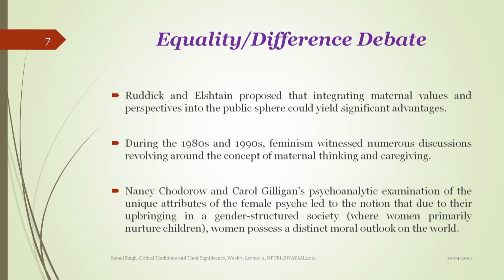Carol Gilligan and Nancy Chodorow's psychoanalytic examination of the unique attributes of the female psyche led to the notion that due to their upbringing in a gendered structured society where women primarily nurtured children, women possess a distinct moral outlook of that world. So, ultimately it is how a female psyche is developed. A female psyche is developed because of the particular way in which she is brought up in a gendered family, in a gendered structured society where women primarily nurture children.